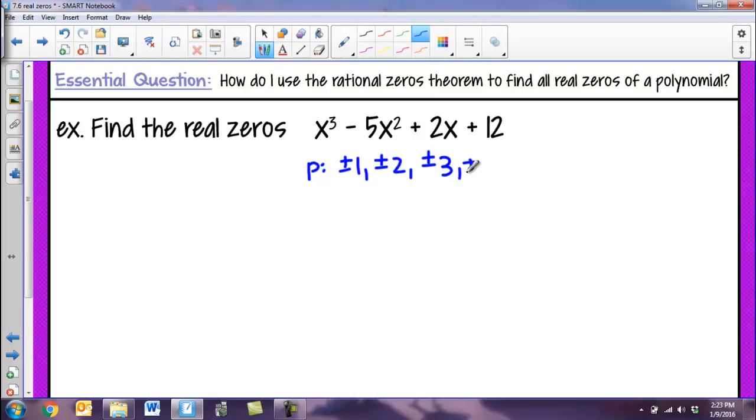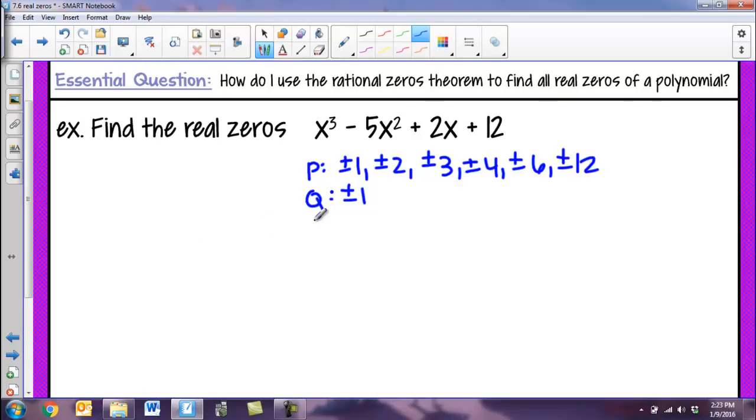Yep, 4, because that's what multiplies by 3. And then I'm going to go ahead and list out my q, which is nice. The coefficient of that term is just 1. And so that means that my possible rational zeros are 1, 2, 3, 4, 6, and 12, positive or negative. Okay? And so in order to try to factor this, again, you're just going to take your possible factors and try to do synthetic division with them.